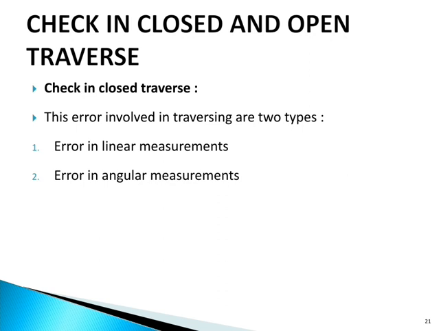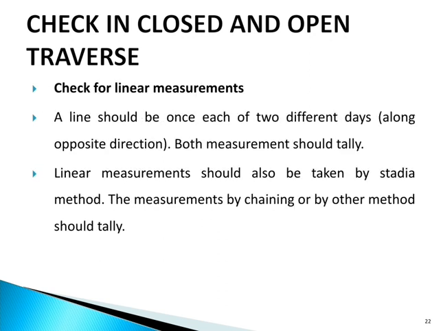Next, we are going to see checks in a closed traverse. Okay, so the errors involved in traversing are of two types: error in linear measurement and error in angular measurement. So for checks in closed and open traverse, first of all let us see the check for linear measurement, and then we will see checks in closed and open traverse.